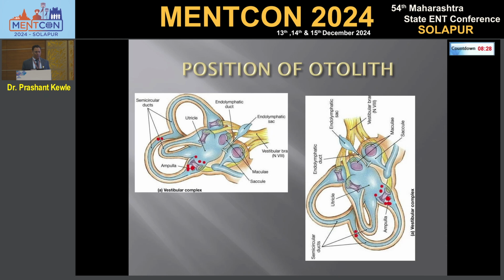You will see that if the particle is attached to the cupula. Got it? How is the nystagmus? Same, right beating, because again there is a deflection away from the utricle of the cupula. So the nystagmus remains the same. I'll take the example of the right posterior canal so that everybody will understand the same.